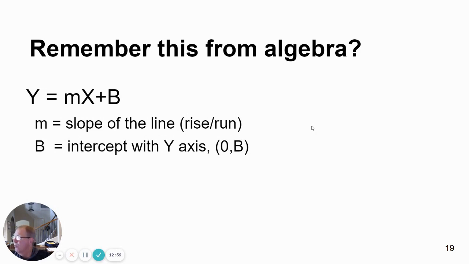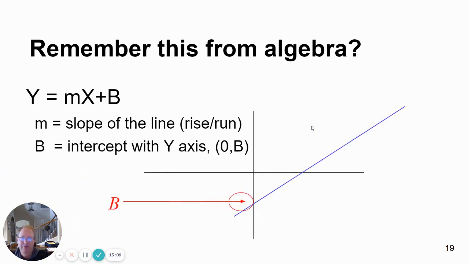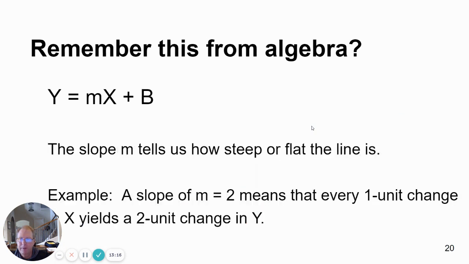Remember this from algebra, y equals mx plus b. m was the slope of the line, the rise over run, and b is the intercept with the y-axis, the point (0, b). Well, I want to dazzle you with these fancy graphics right here. There's my y-intercept, there's my slope, rise over run. In algebra, we said that the slope m tells us how steep or flat the line is. A slope of m equals 2 means that for every 1 unit change in x, we got a 2 unit change in y.